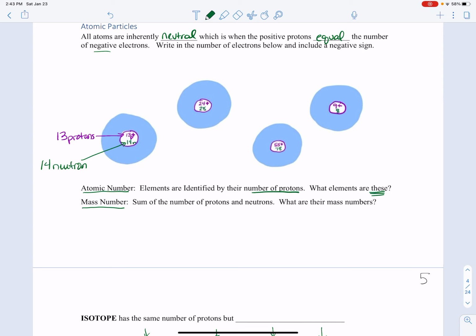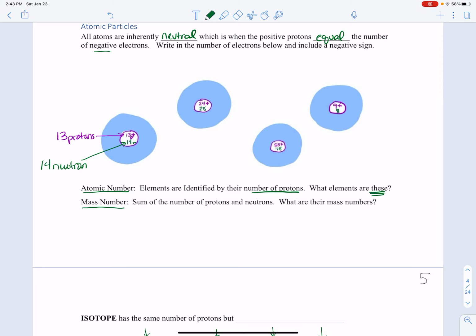There's other information that we know, though, about the periodic chart. I'm going to pull a periodic chart over in just a moment. But the first thing we know is the atomic number. The atomic number right here is actually the same as the number of protons. So if we know something has 13 protons, it means its atomic number is 13. This is how we identify our elements, by the number of protons. So let's go through and identify these elements.